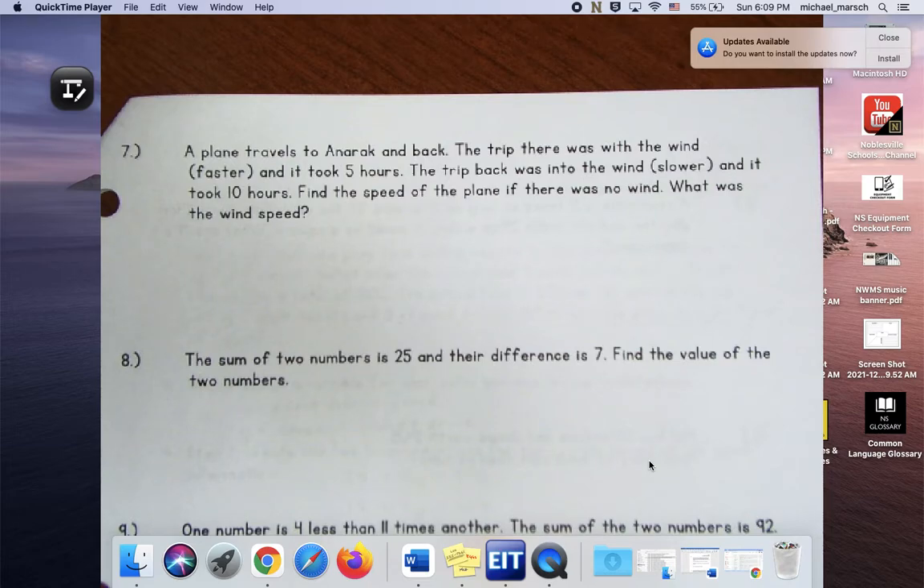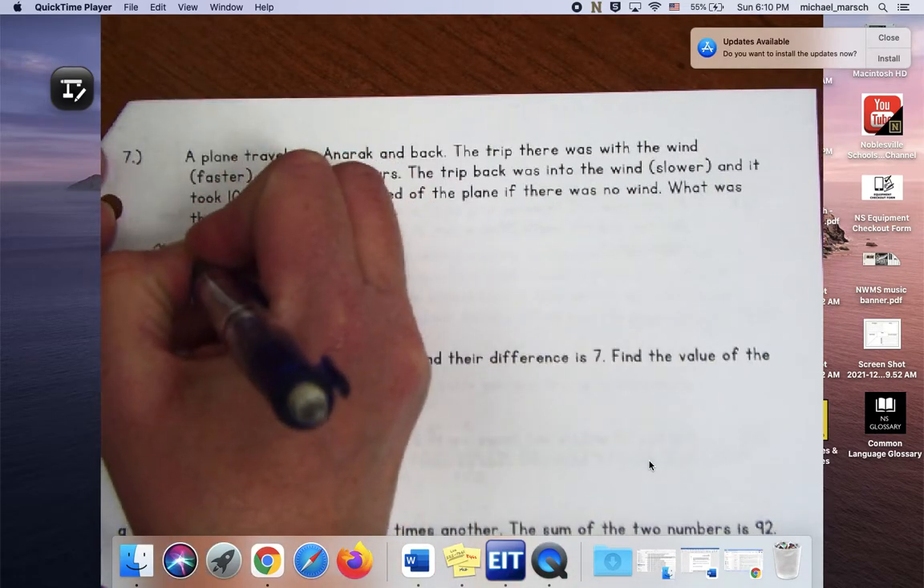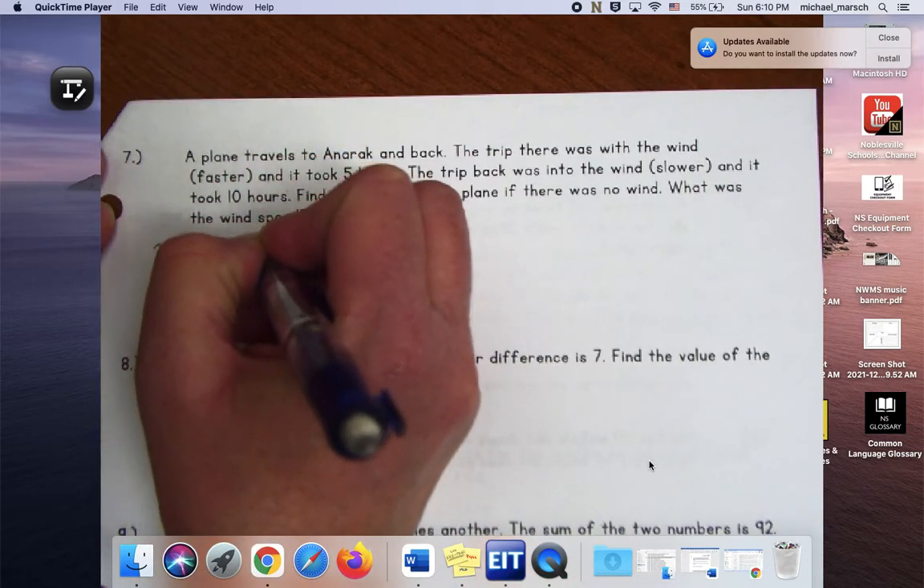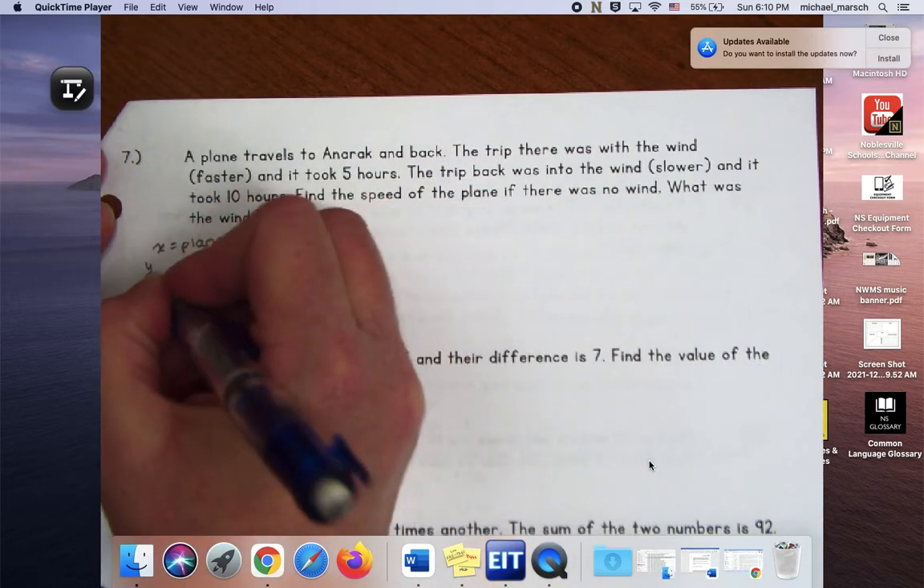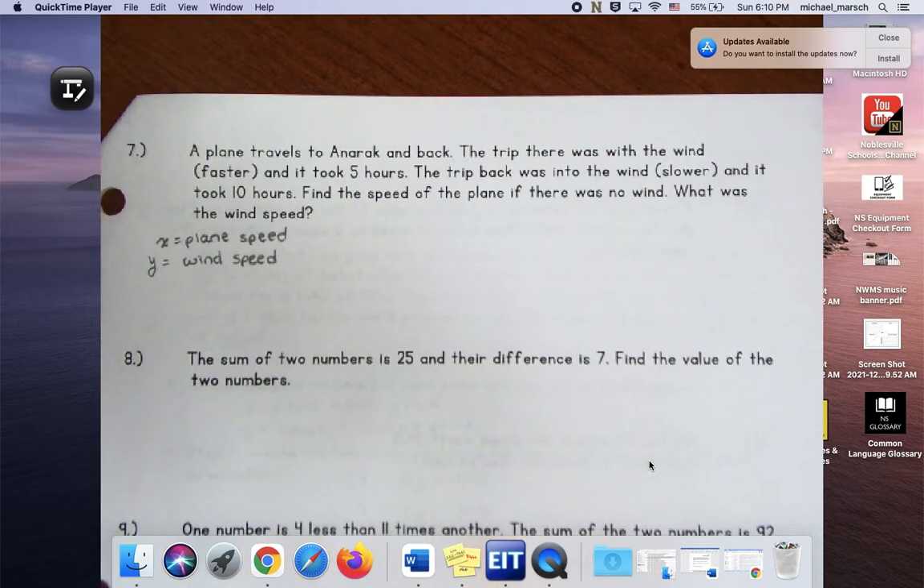Okay, so this one's a little bit different because the first one we had no time. We didn't know how long they were flying. This one we do know how long they're flying. So again, we're going to have the same thing where x is the plane speed and y is the wind speed. So our variables aren't different, same variables. And we know that it took 5 hours to get there, with the wind. And it took 10 hours to get back against the wind.